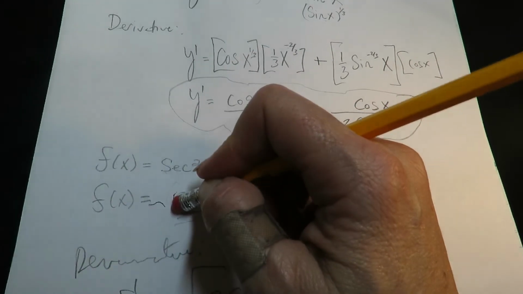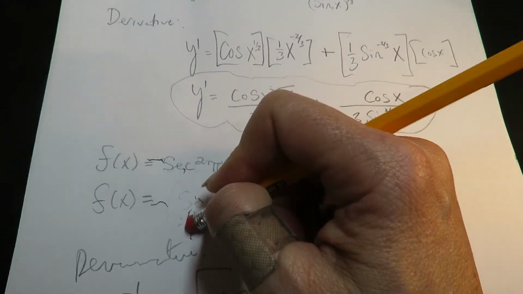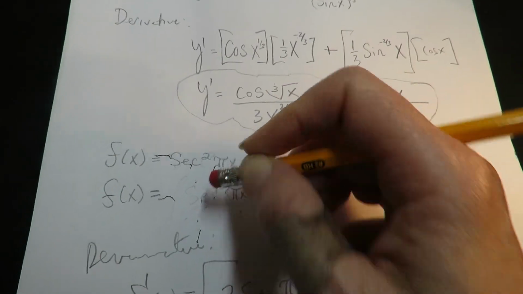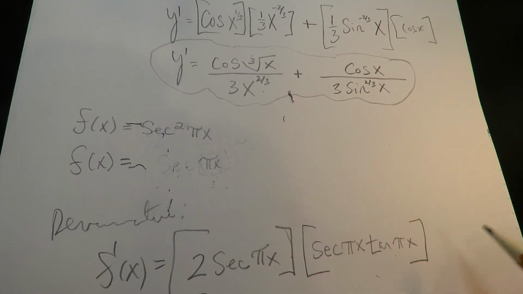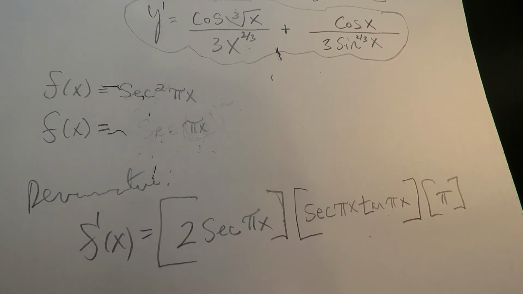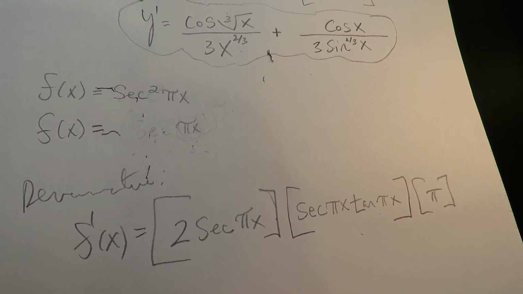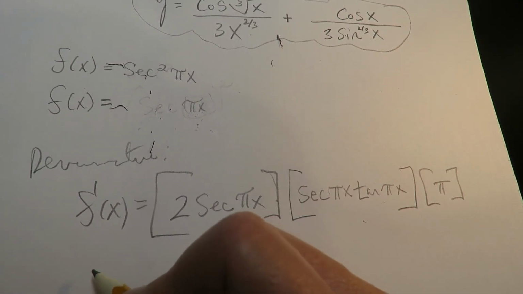Alright, so now we did that layer. That layer's gone. It's been consumed. I'm really running this analogy into the ground here. And then pi x, the derivative of that, is pi. Alright, that's it. That is the whole derivative. Whew. Almost ran out of paper.